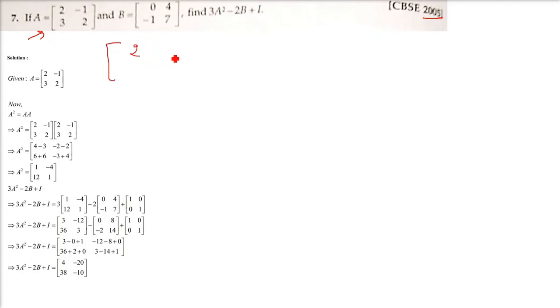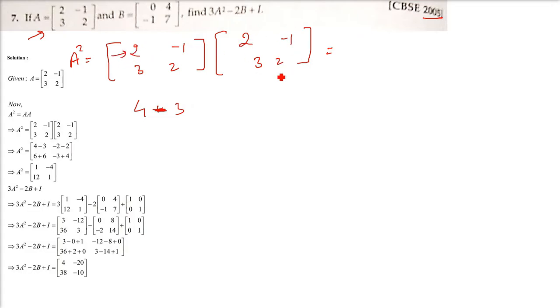This is 2, -1, 3, and 2. This is A. We are doing A square, so just multiply these two. 2, -1, 3, 2. Okay, first row, first column: 2 into 2, 4, and -3, so this is 1. First row, second column: 2 into -1, and then -1 into 2, that is -4.